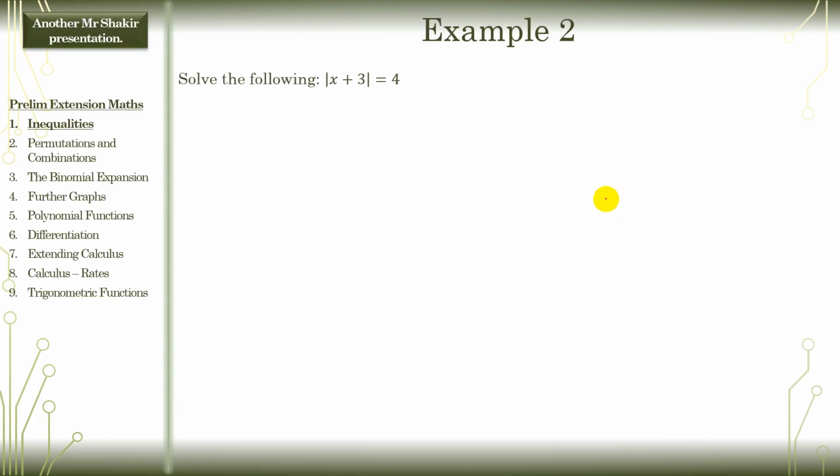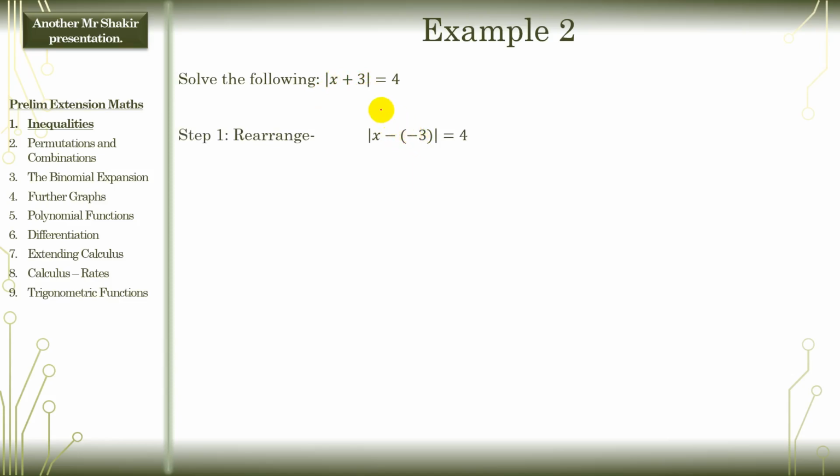Alright, let's look at example 2. Let's say you had something like this. Now, this is different from the previous example because we have a plus sign. I did say that the coefficient of x needs to be 1, which is fine, but that's not a negative sign, it's a plus sign. So what do we do?